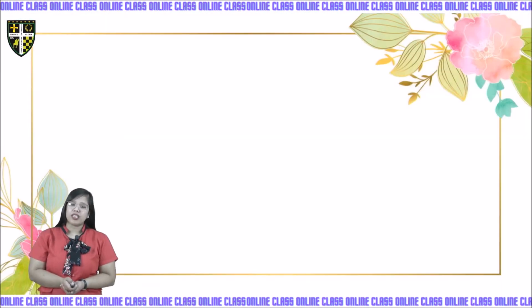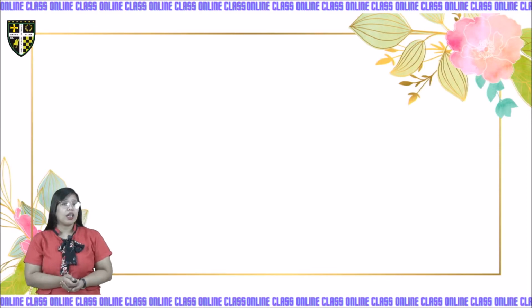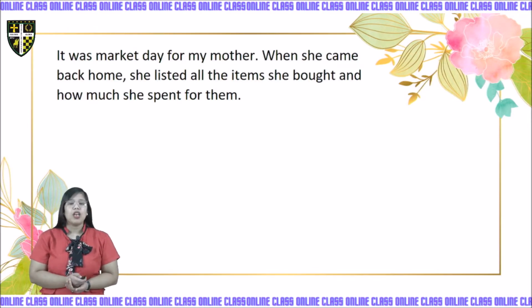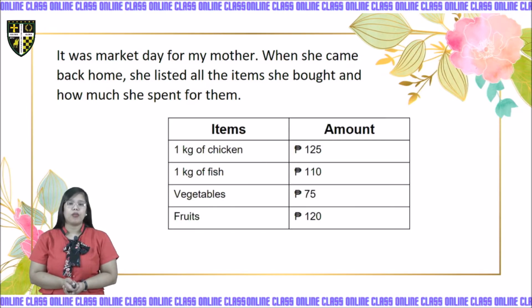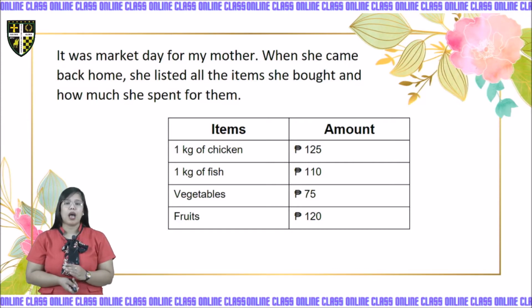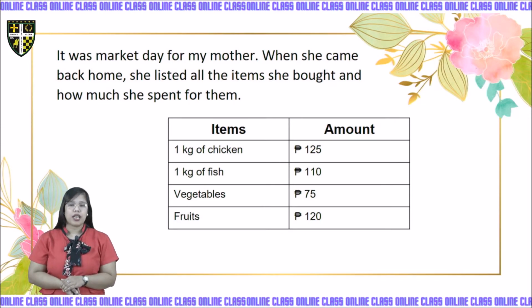So, let's start our discussion, kids, with a short problem. It was market day for my mother. When she came back home, she listed all the items she bought and how much she spent for them. The first one is 1 kilogram of chicken, 1 kilogram of fish, vegetables, and fruits. The amount of 1 kilogram of chicken is 125 pesos, and for the 1 kilogram of fish, we have 110 pesos.